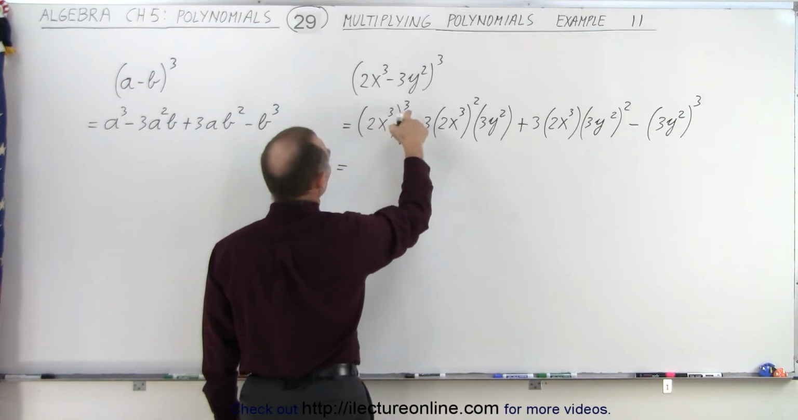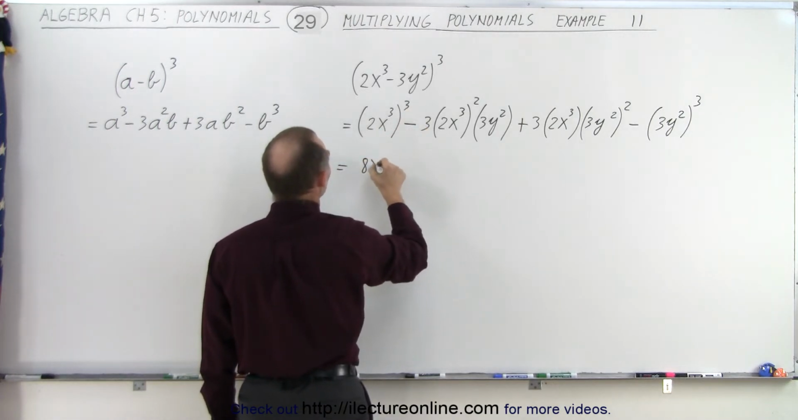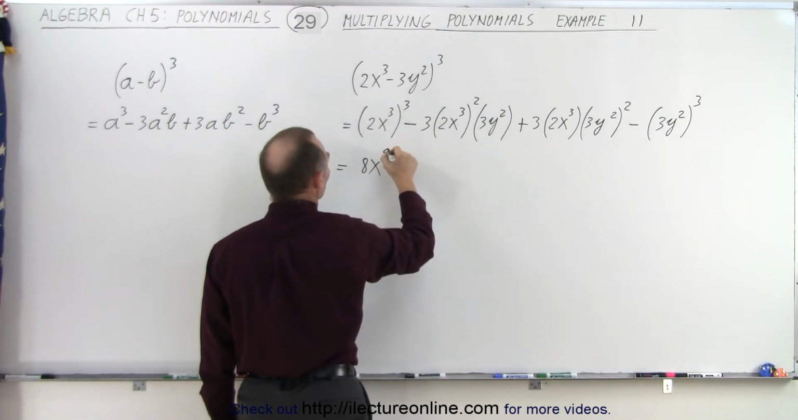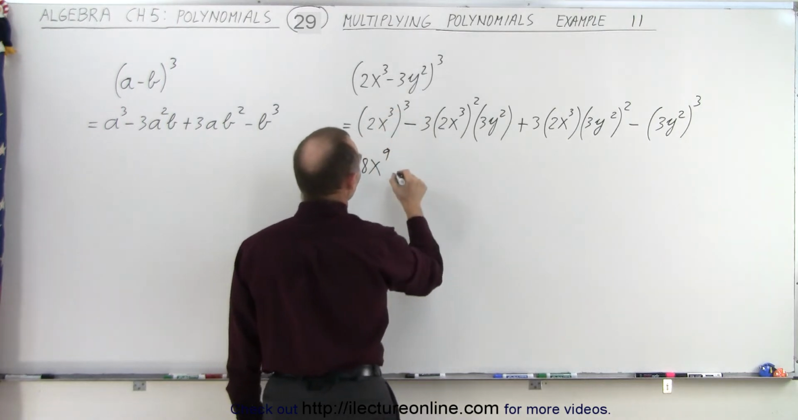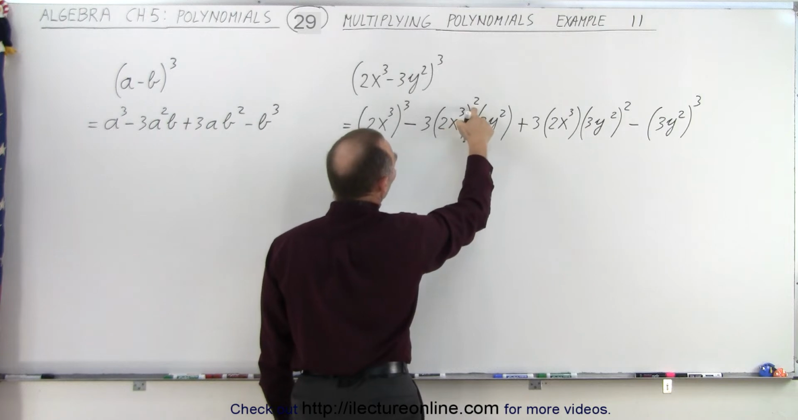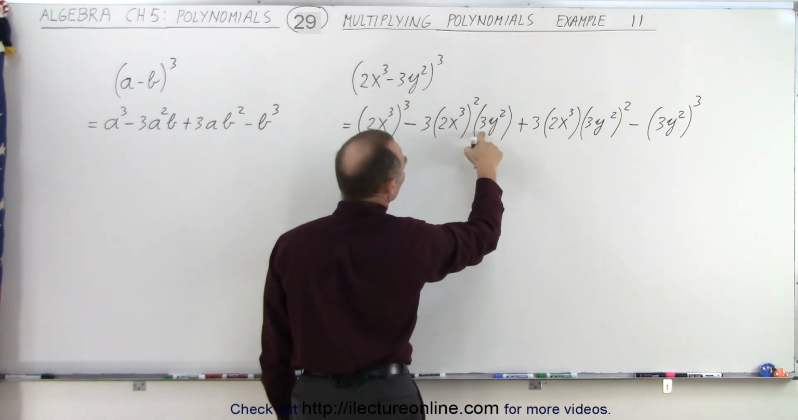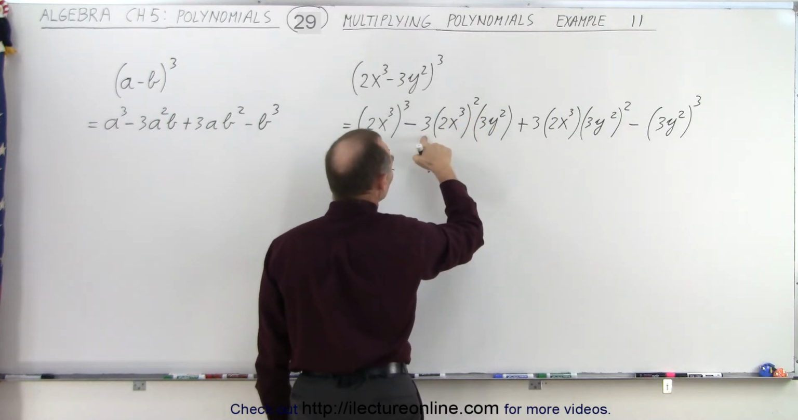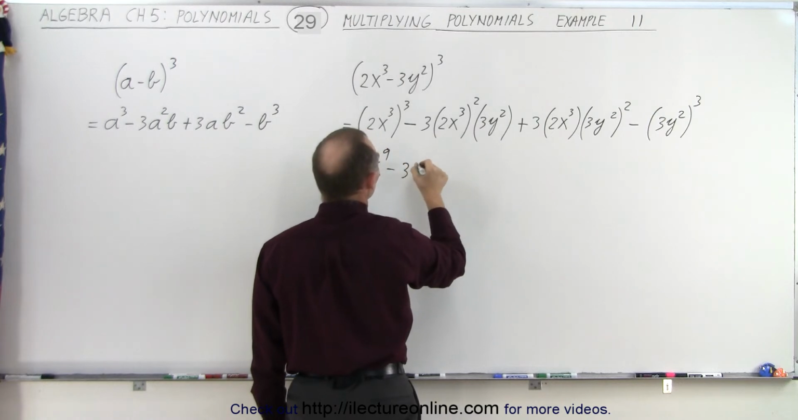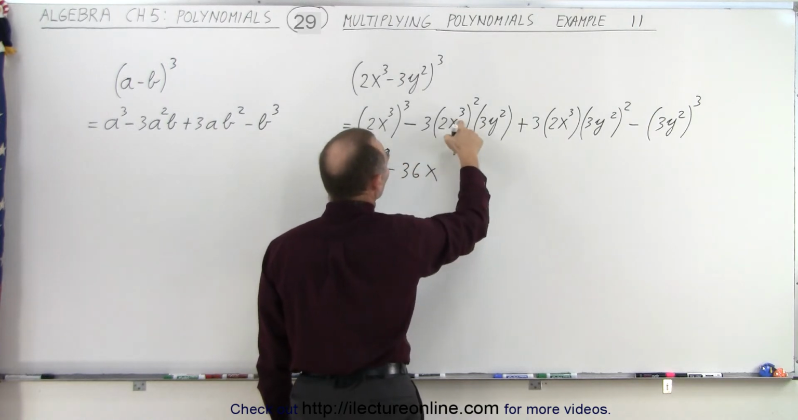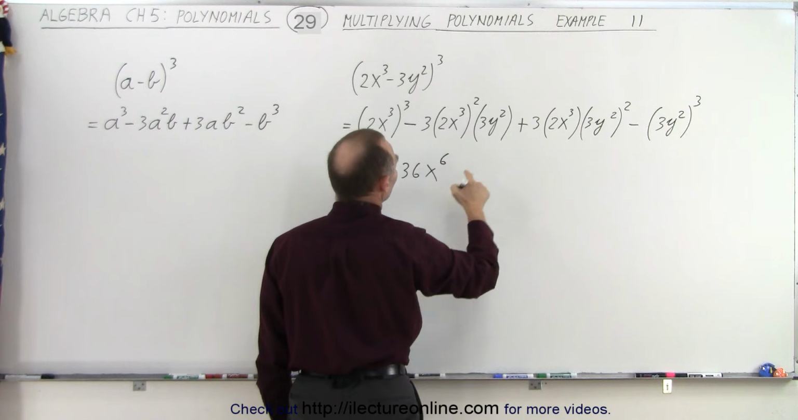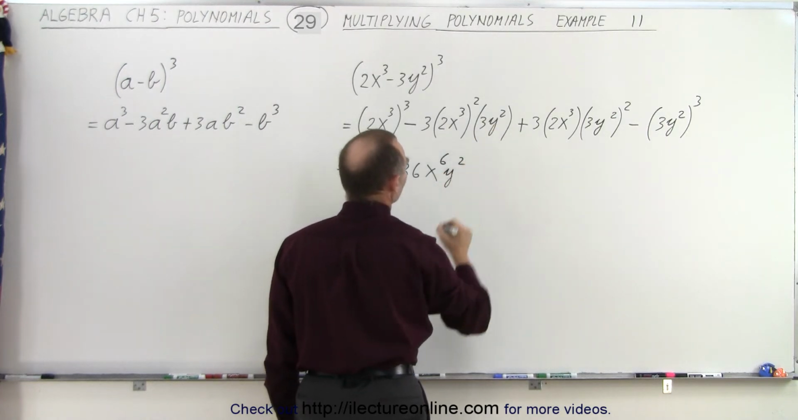Now all we have to do is simplify that, so we get the following. This would be 2 cubed, that is 8x. Here we have to multiply exponents, to the 9th. Here we have minus 2 squared is 4, times 3 is 12, times 3 is 36. So minus 36, x to the third squared would be x to the 6th, and y squared.